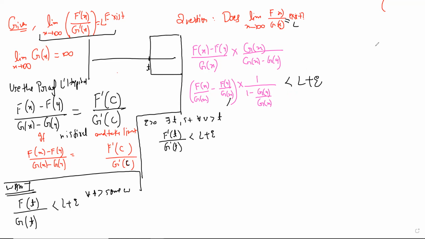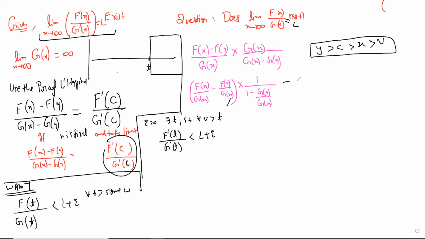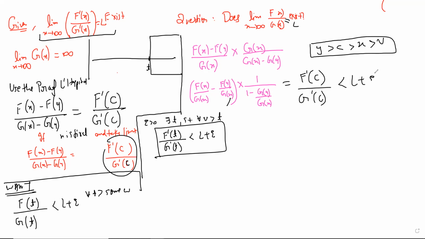In what case? In the case when our x and y, I mean, if we choose our x and y to be bigger than v, then the c is also bigger than v. And so this will be less than epsilon, right? Because, remember, if we turn back, it's already here. f dash c by g dash c is equal to f dash t by g dash c, and because it tends to L, this will be less than L plus epsilon.